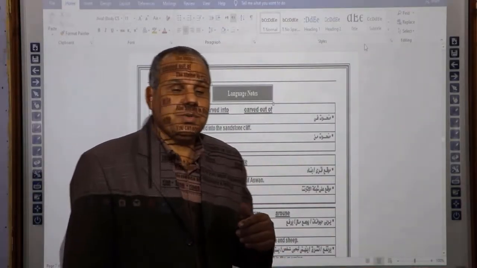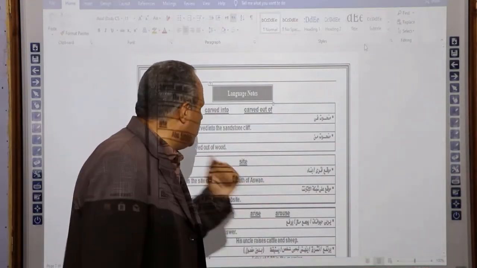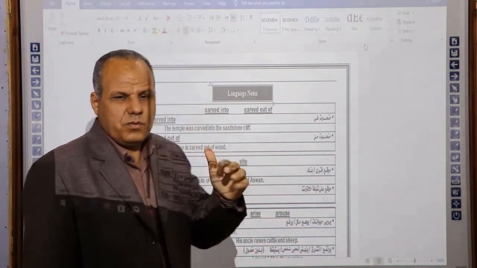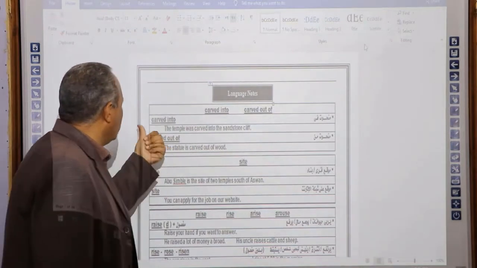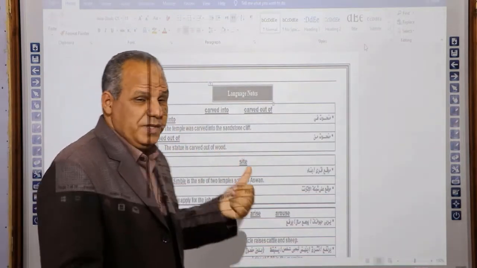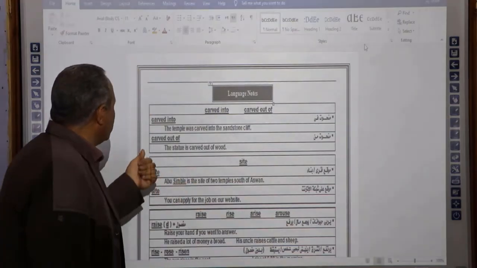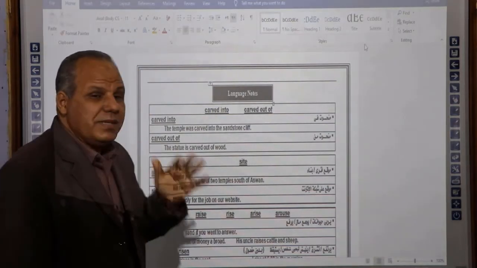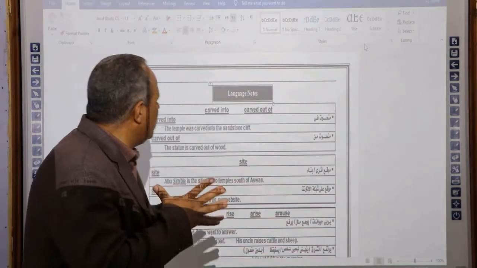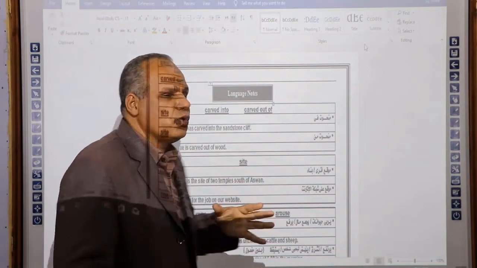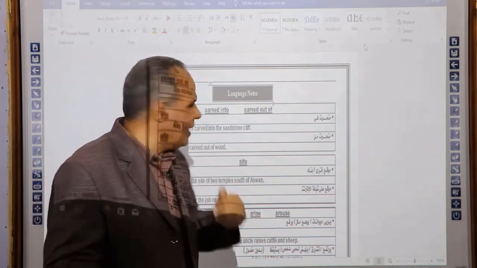More language notes ملاحظات لغوية أكثر. Carved into, carved out of وإحنا لسه متكلمين عنها. قلنا carved into منحوت فيه it's always followed by a place. But carved out of that means in Arabic منحوت من. The statue التمثال is carved out of wood منحوت من الخشب.